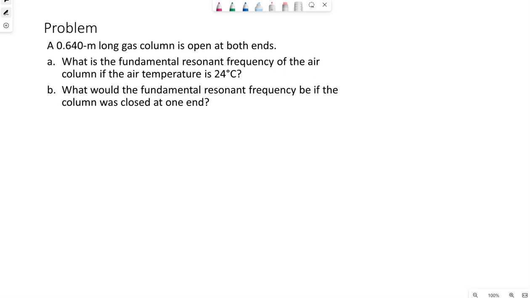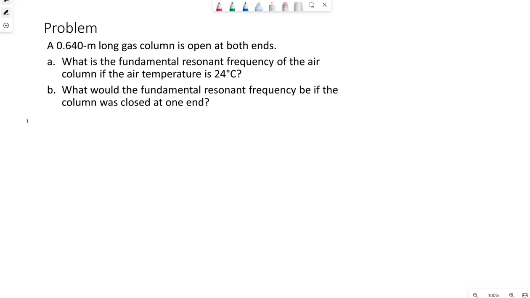We have an example problem here. A 0.640 meter long gas column is open at both ends. Question A, what is the fundamental resonant frequency of the air column if the air temperature is 24 degrees Celsius? Question B, what would the fundamental resonant frequency be if the column was closed at one end?